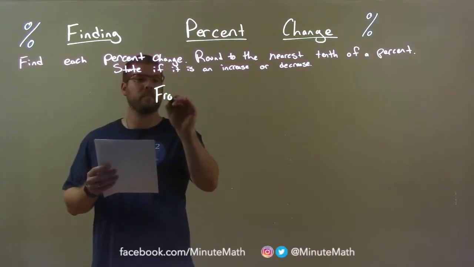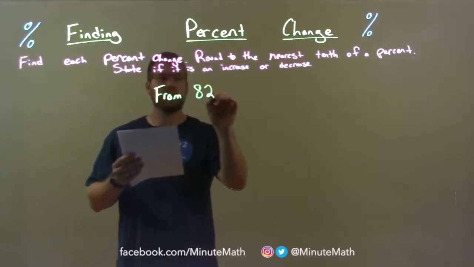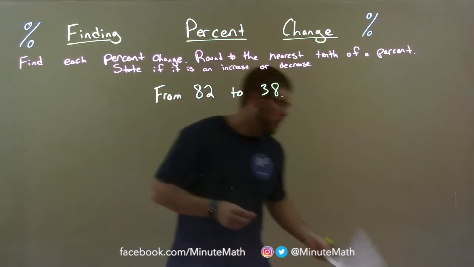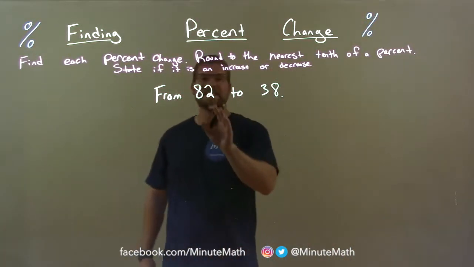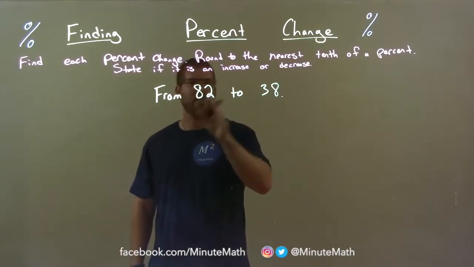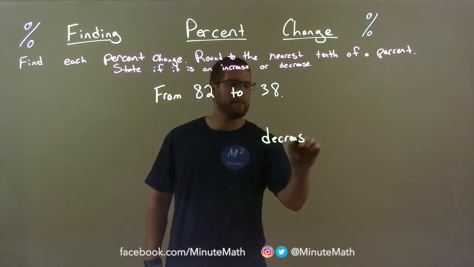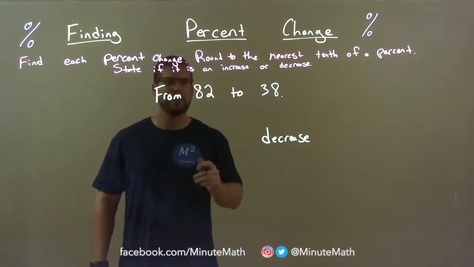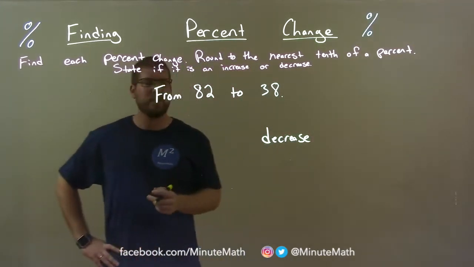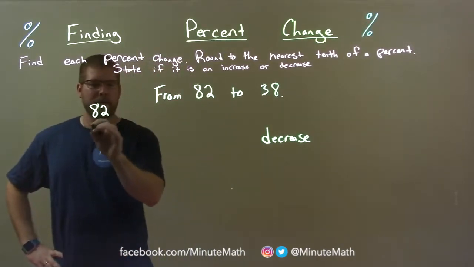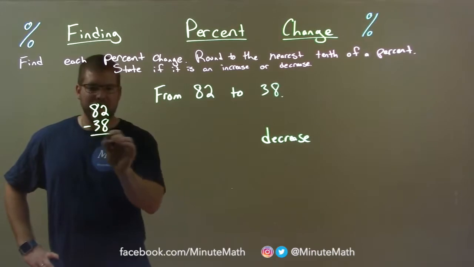From 82 to 38, okay? First thing here is we clearly can see that this is a decrease. We're going from 82 to 38, so we got a decrease. Now, I need to find the difference between these two. The largest number subtracted by the smallest. So 82 minus 38, okay?